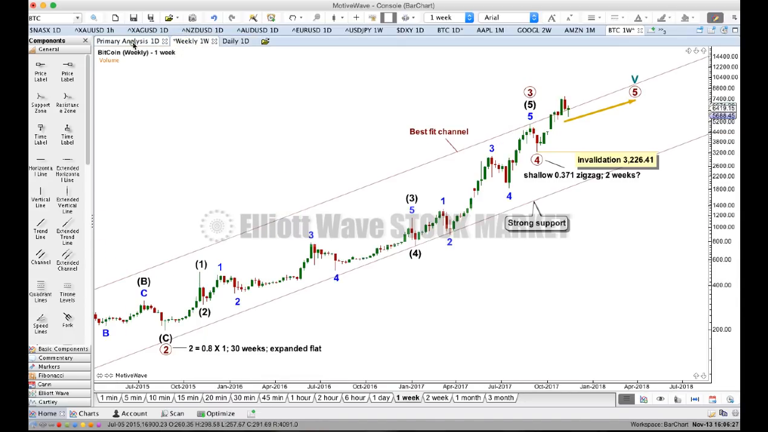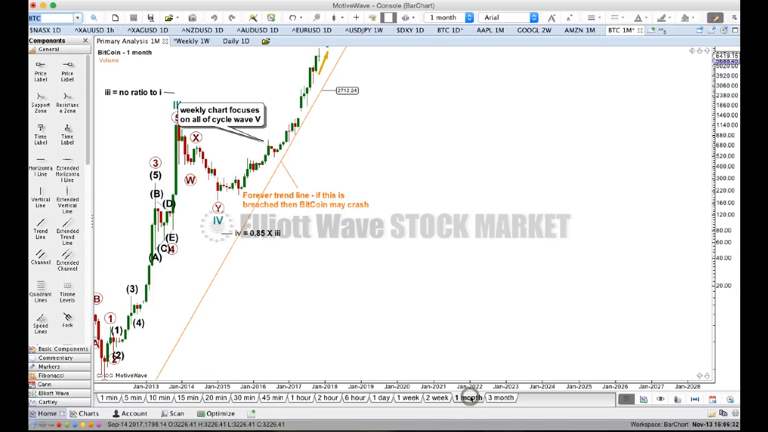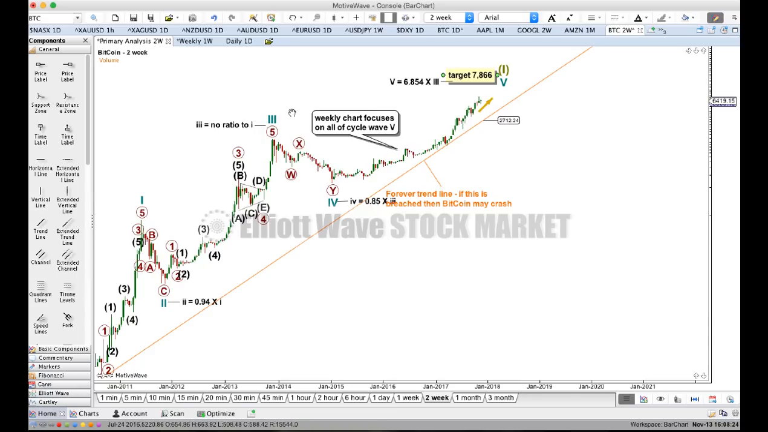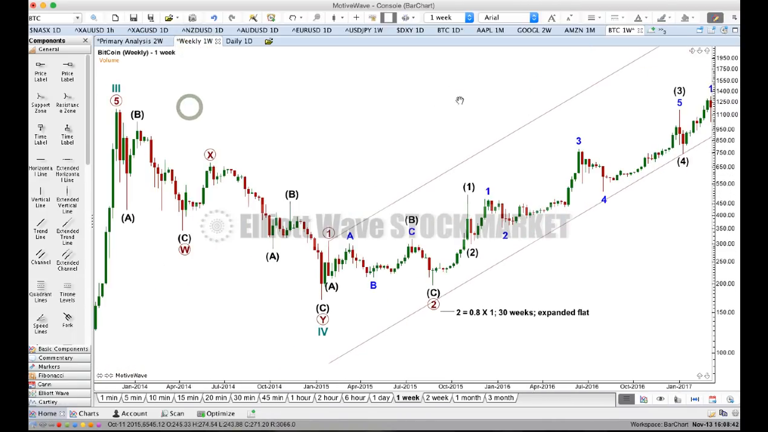Okay, I've found that the Fibonacci ratios in Bitcoin do tend to be extreme. Oh, come on. So here's the problem with target calculation for Bitcoin. It doesn't appear to do good Fibonacci ratios, and when it does exhibit ratios, they're not common ones. 6.854 isn't common. Let's see if I put some ratios in here.